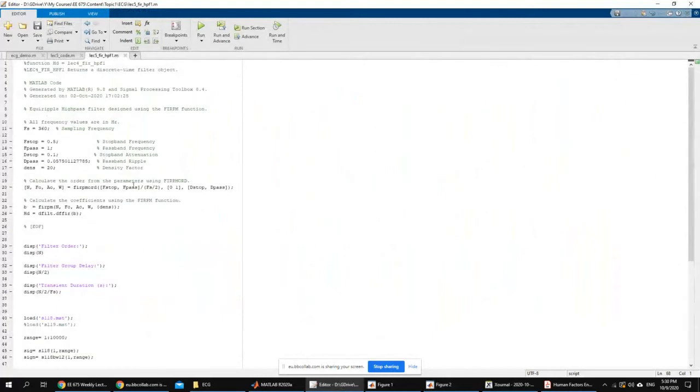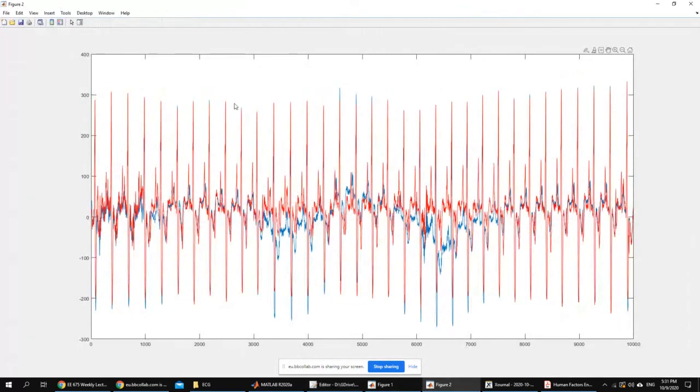If I go here and change the D-pass here, and make it a little bit higher, okay? Let's make it, for example, 0.1. You start seeing some separation here in some parts. This can be a problem.